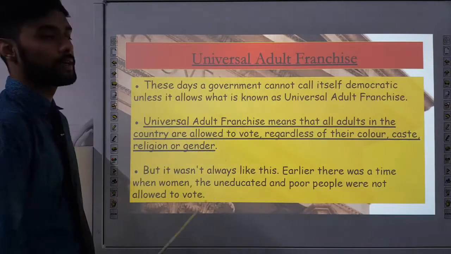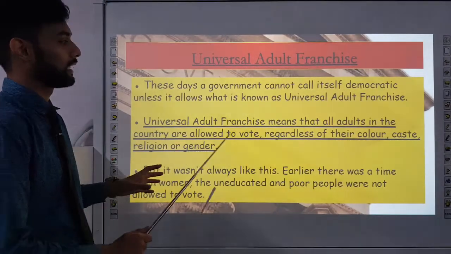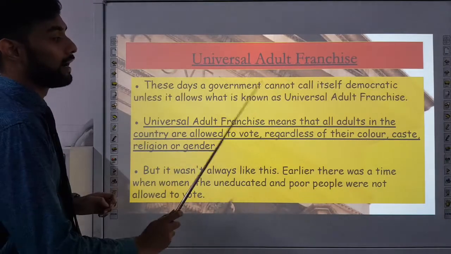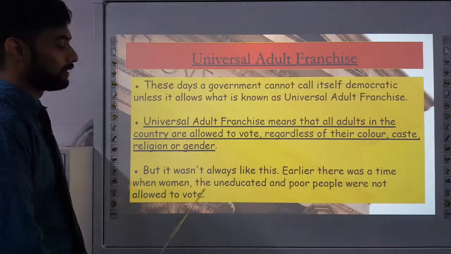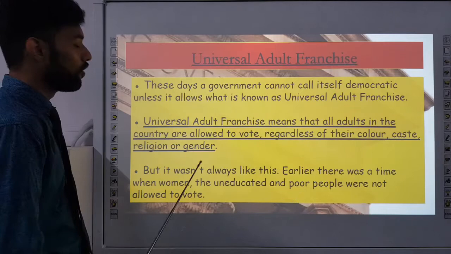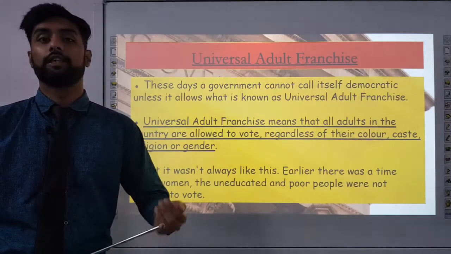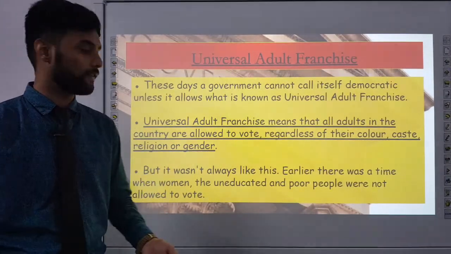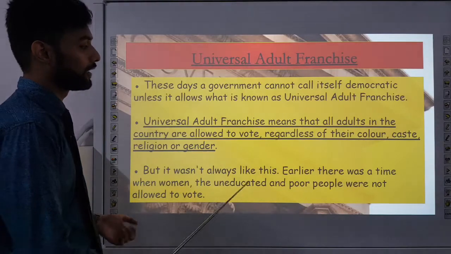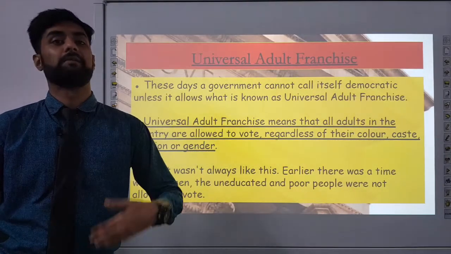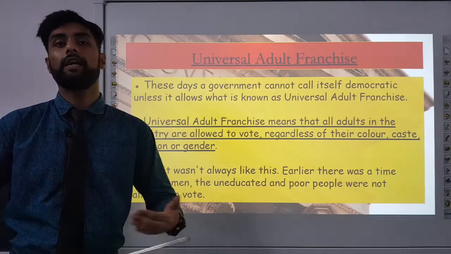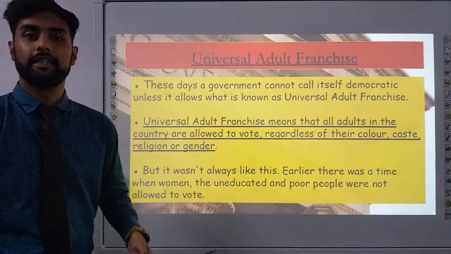But it was not always like this. Okay, अभी तो हम ये जानते हैं that everyone can vote, but earlier there was a time when women, the uneducated and poor people were not allowed to vote. So they raised their voices. There was a revolution, or a lot of revolution, in which women, uneducated and poor people came together and they demanded equal rights, and then only equality was maintained in the society.